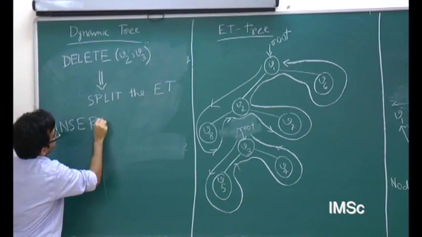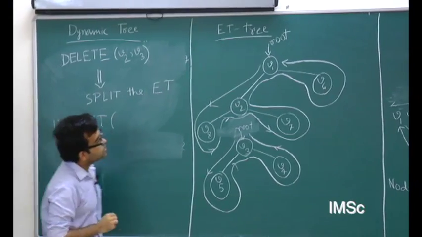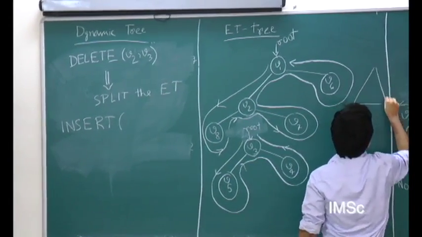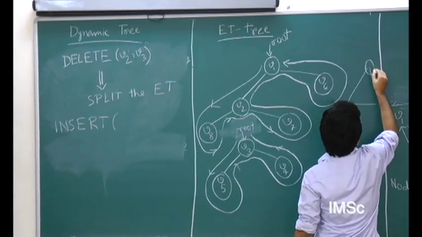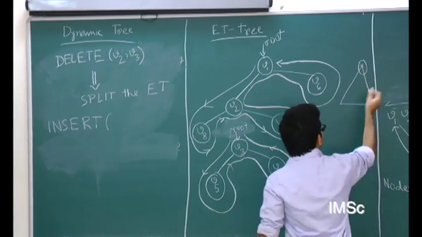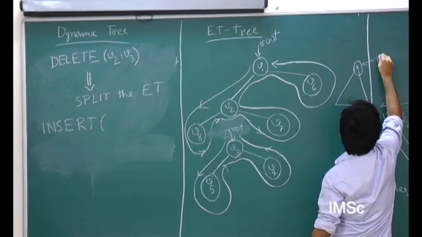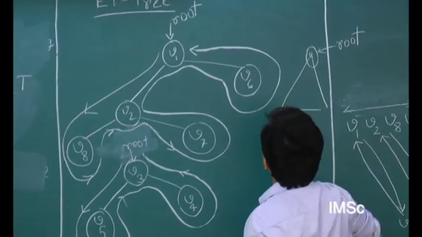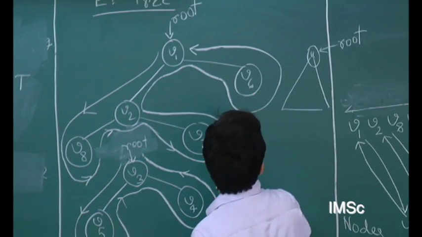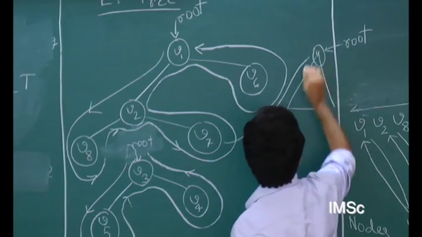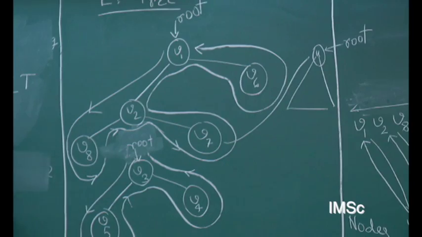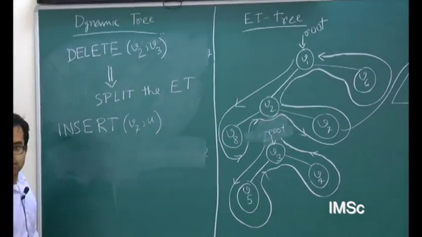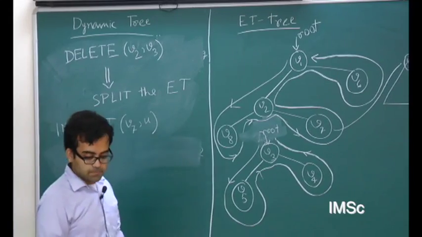When you say insert, say you are inserting another tree, and say this is U, and this was the root of the Euler tree. Okay, suppose for the time being we are given that U was the root. And now I am saying that, okay, insert this edge from V7 to U. What will you do?